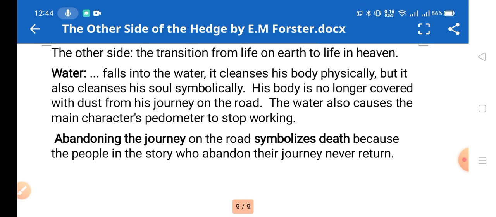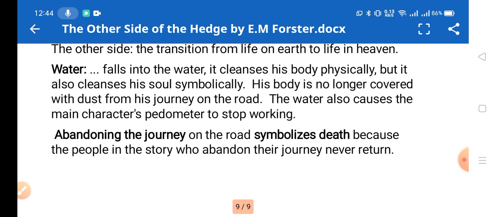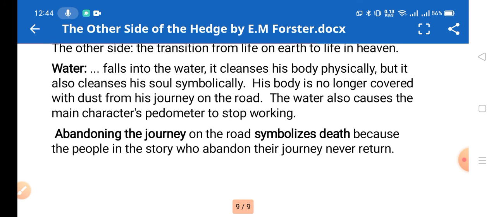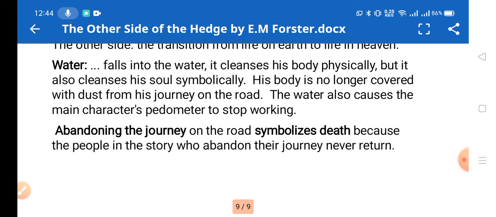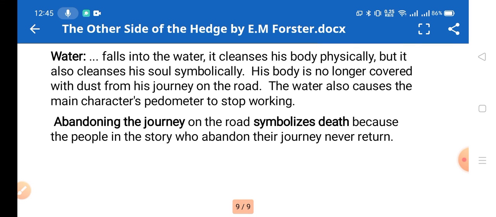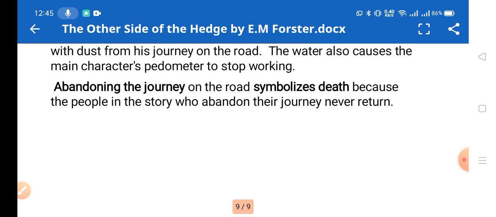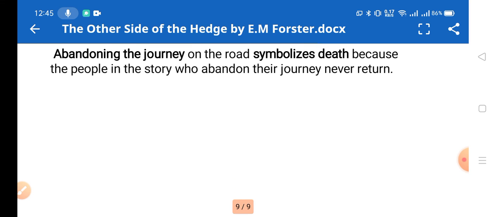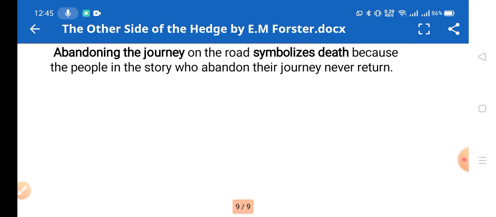The water, yes, water is a symbol. He fell in water, so water is a symbol for cleansing and purity. It cleanses his body physically and cleanses his soul symbolically. His body is no longer covered with dust from his journey on the road. The water also causes the main character's pedometer to stop working. Abandoning the journey on the road symbolizes death, because people in the story who abandon their journey never return.